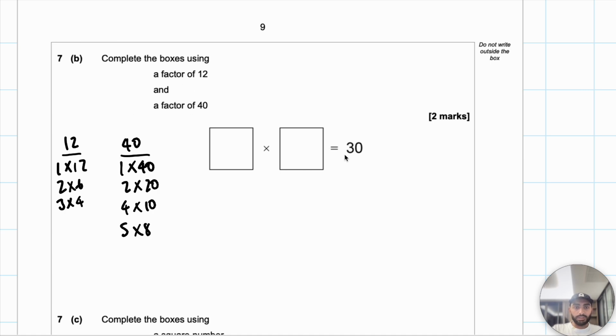We just need to find 2 numbers that multiply to make 30. So I can see I've got 3 here and a 10 here. That would work. 3 and 10.